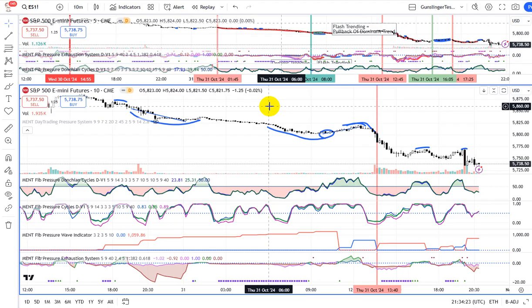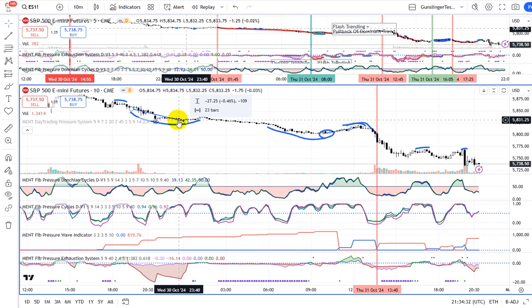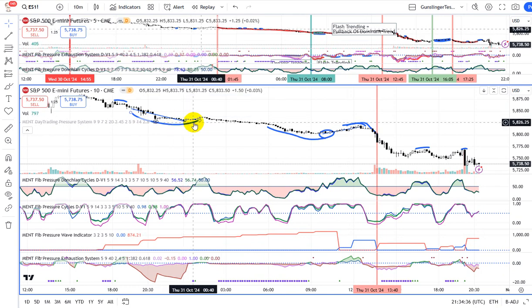So think of it as the market is fighting the trend in flash trending. Right? Even though it's going down, even though we had a good move, it's fighting that move. It wants to try to find a base or a bottom. It wants to try to hook back to the upside.